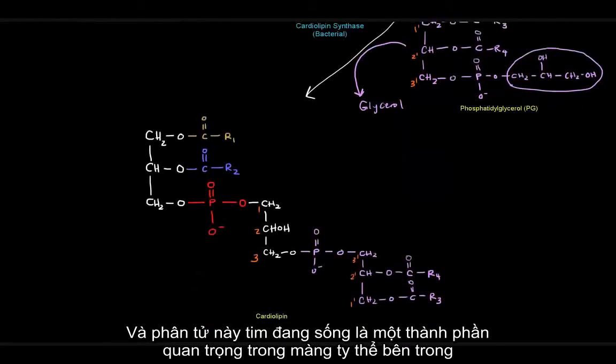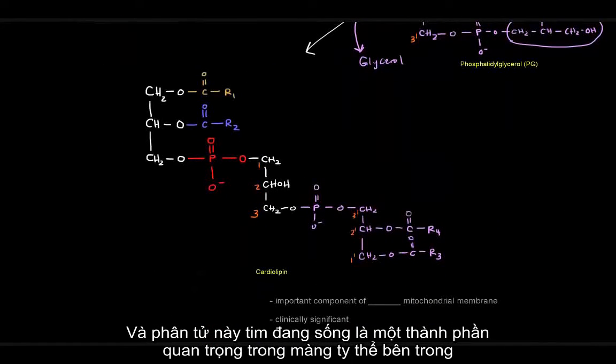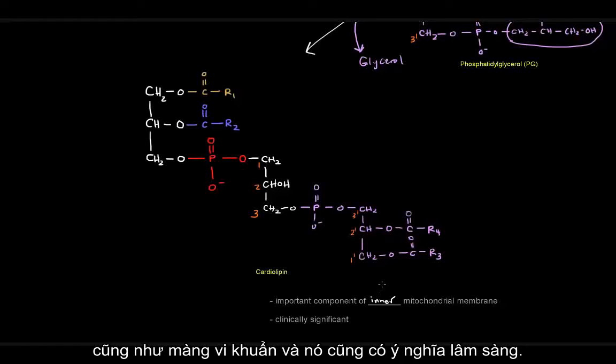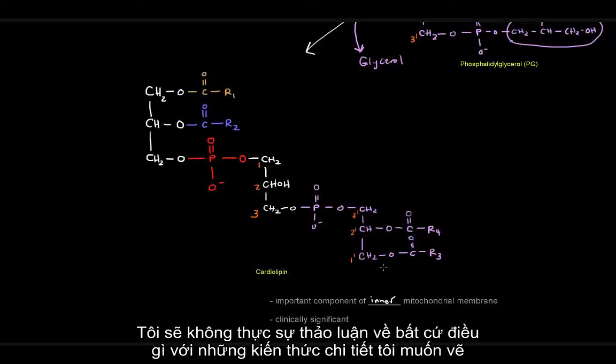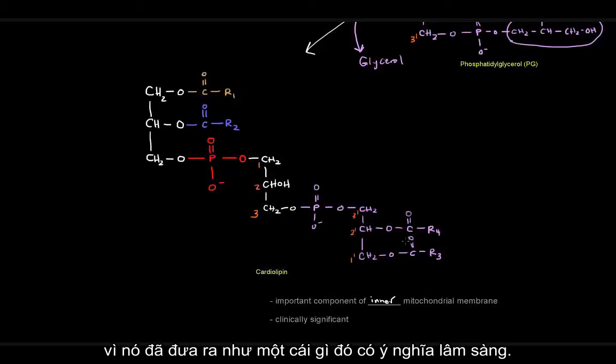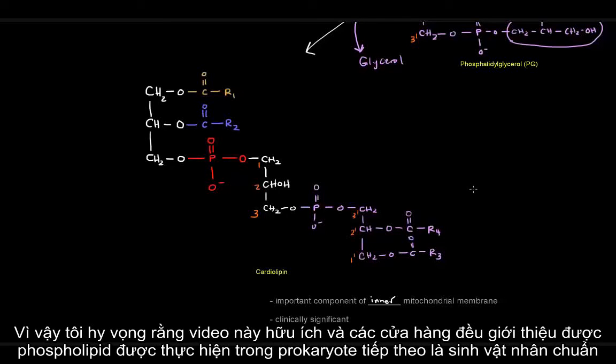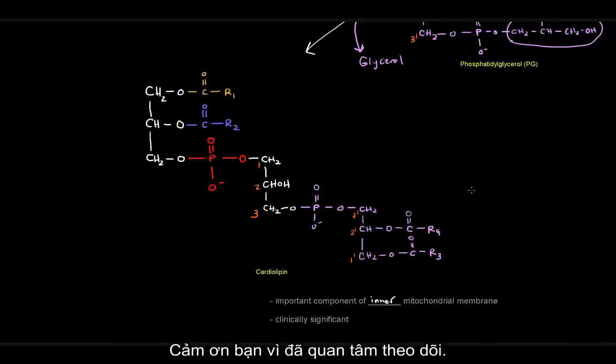And this molecule, cardiolipin, is an important component in the inner mitochondrial membrane, as well as bacterial membranes, and it's also clinically significant because of its presence in bacterial membranes. I'm not going to really discuss any of those details now. I just figured I'd draw it because it came up as something that is clinically significant. So I hope that video was helpful in discussing how glycerophospholipids are made in prokaryotes. Next up is eukaryotes. Thank you for watching.